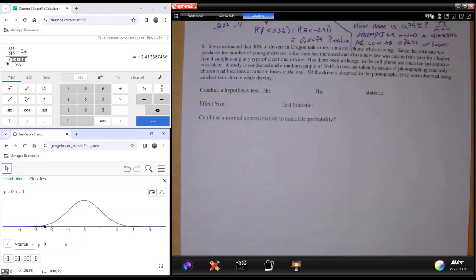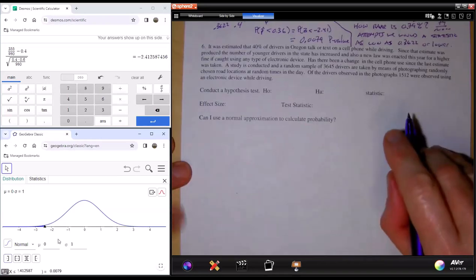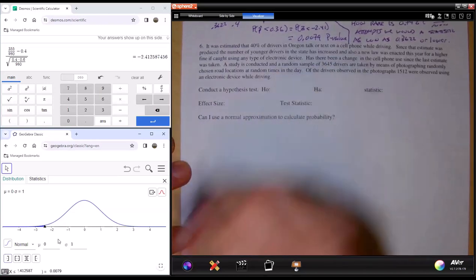A study is conducted and a random sample of 33,645 drivers are taken by means of photographing randomly chosen road locations at random times of the day. Of the drivers observed in the photographs, 1,512 were observed using an electronic device while driving. Let's conduct this test. What's my null hypothesis?